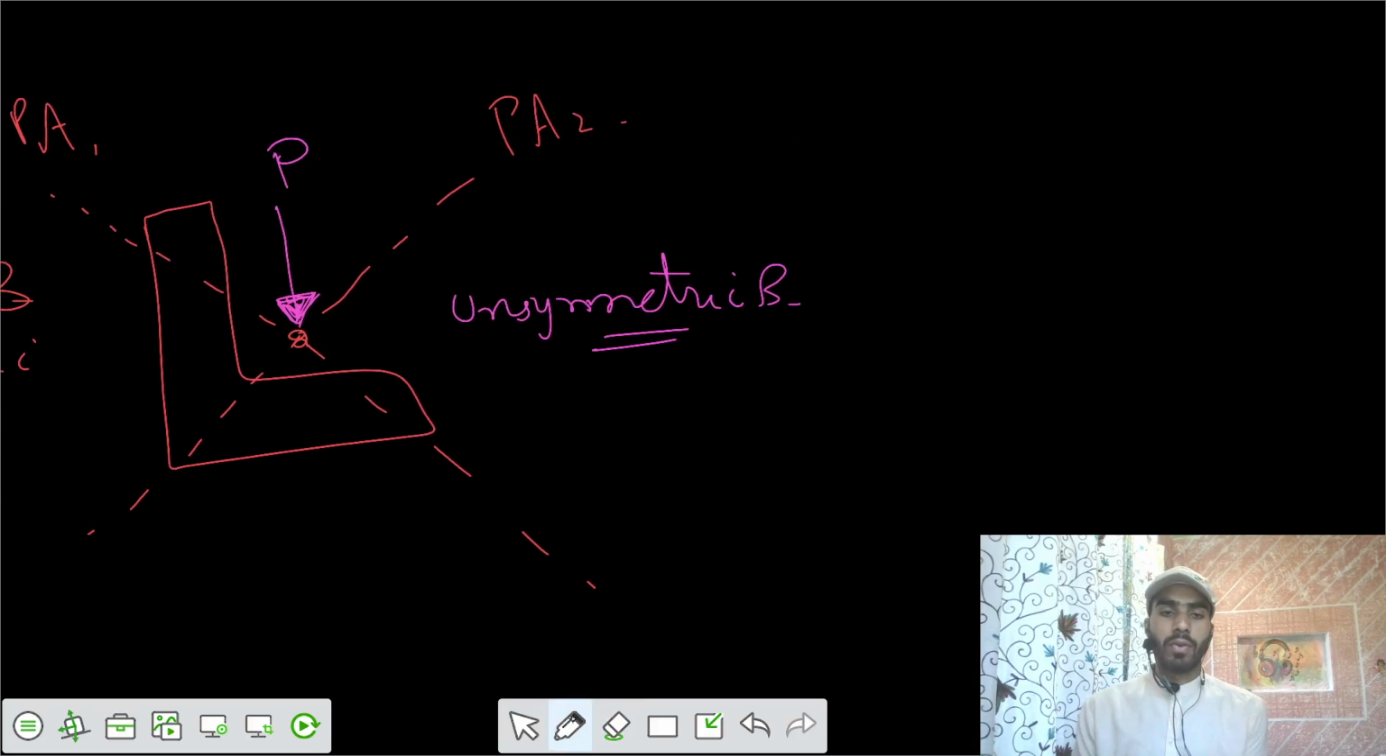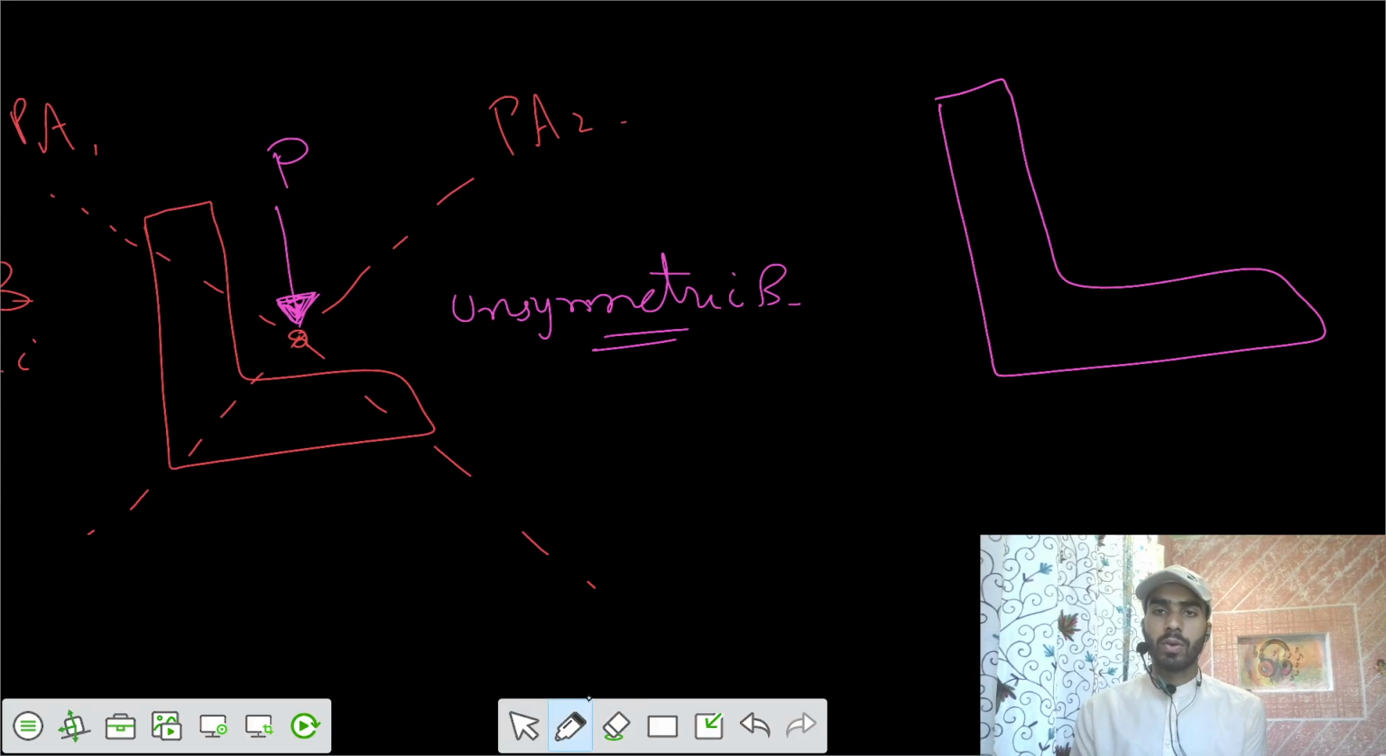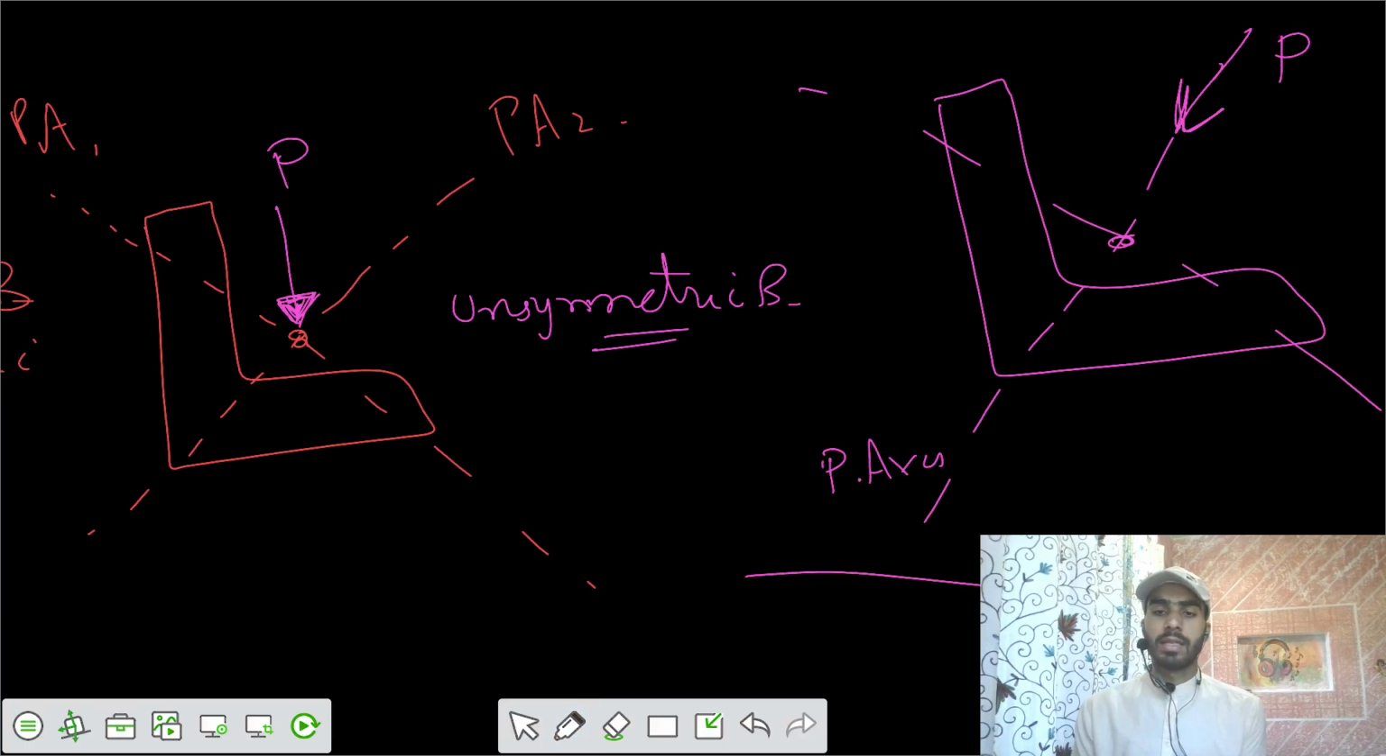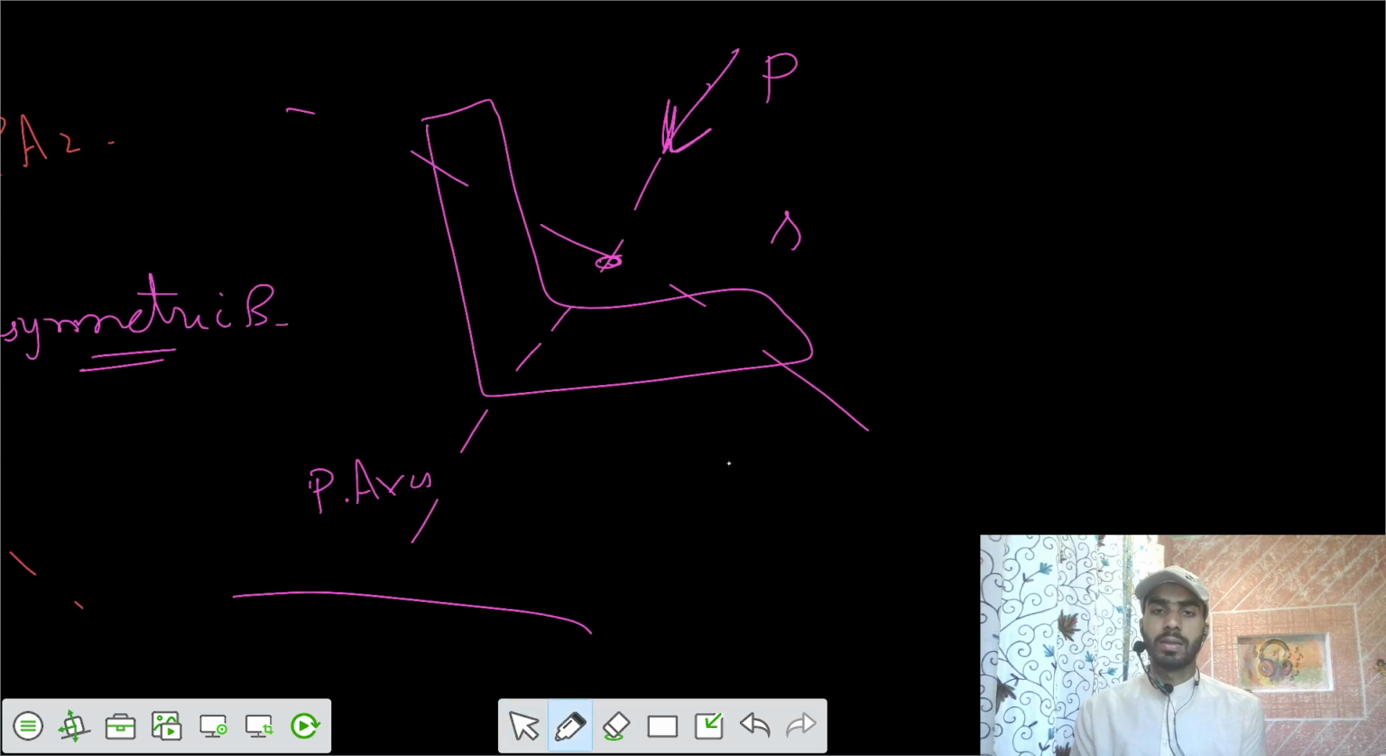But if you apply the load such that it passes along the principal axis. So this was your load P, and it passes along the principal axis. So we can call this symmetric bending. So this one is your symmetric bending.